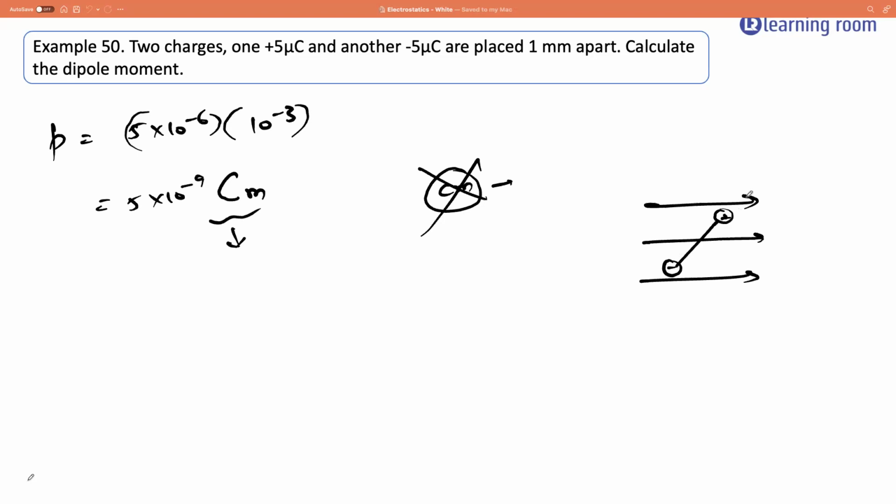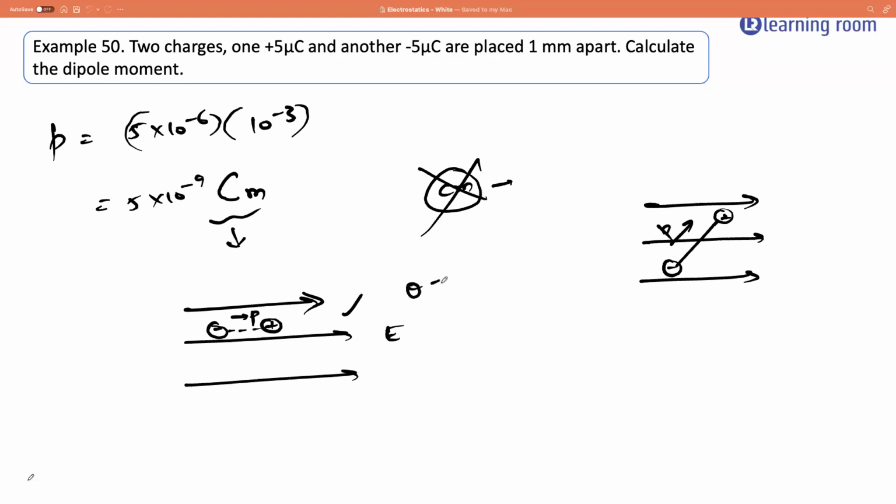Right? Can you tell me what is the direction of dipole moment? It is from negative charge. Negative to positive. Now, if this is the electric field, if the negative charge is here and positive charge is here, can I say this is going to be the direction of dipole moment? Yes, sir. Right? So here, if you see, what is the value of theta?